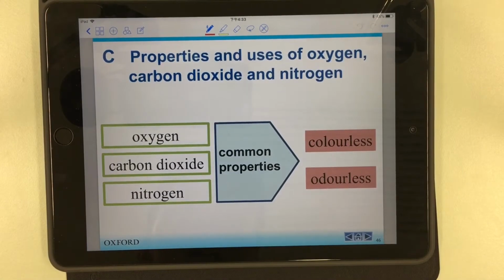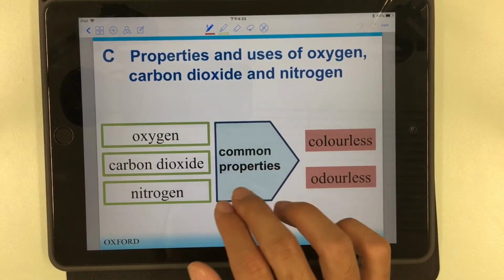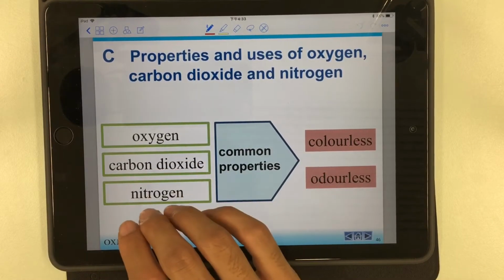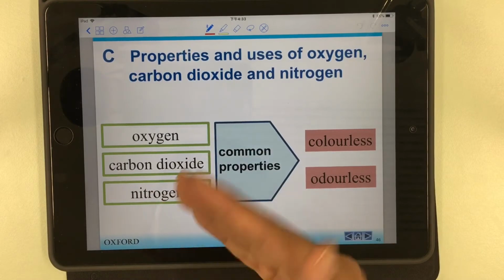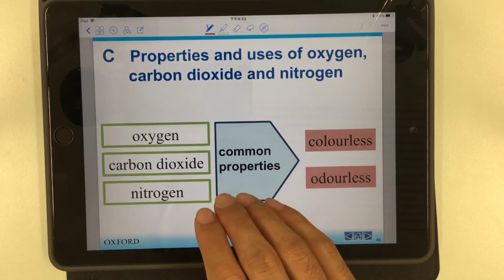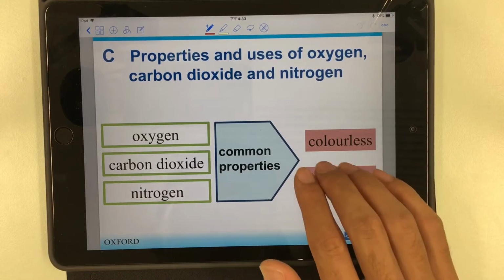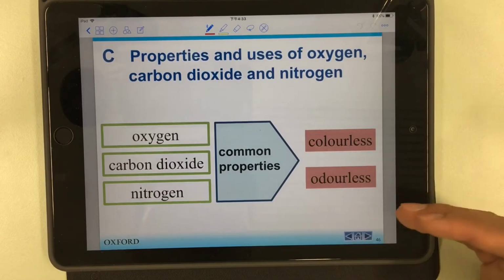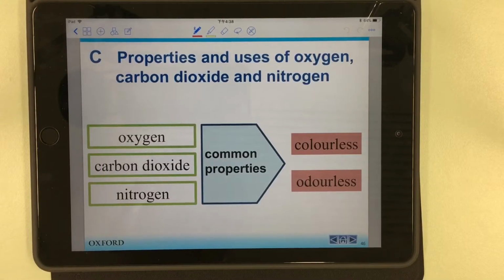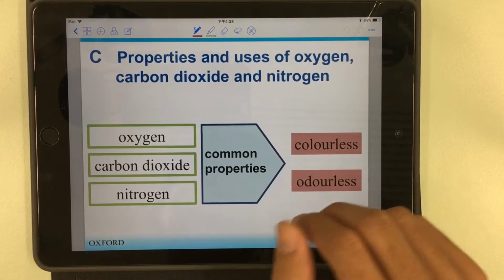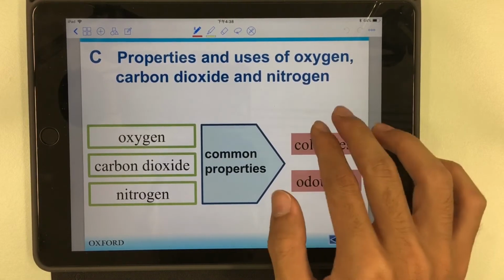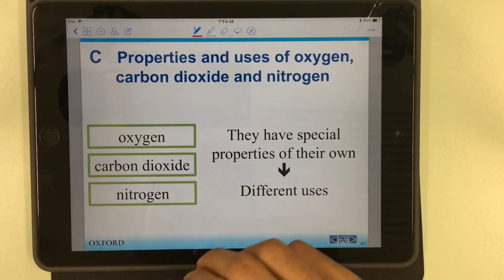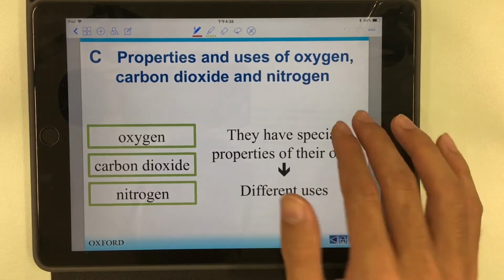And here I want to talk about the common properties. Here are oxygen, carbon dioxide, and nitrogen, the 3 major gases we want to study. They share the same properties: colorless and odorless. So other than color and smell, they have special properties of their own and different uses. Here I will explain them one by one.